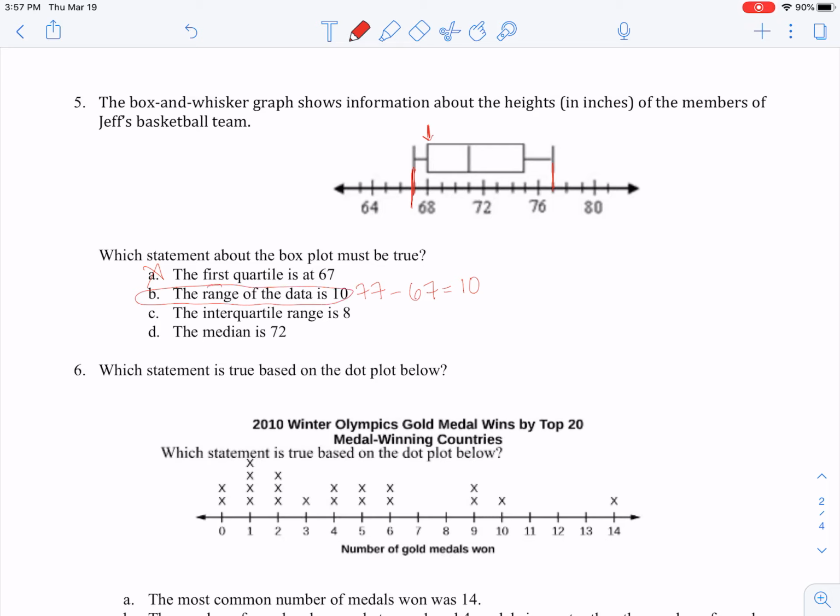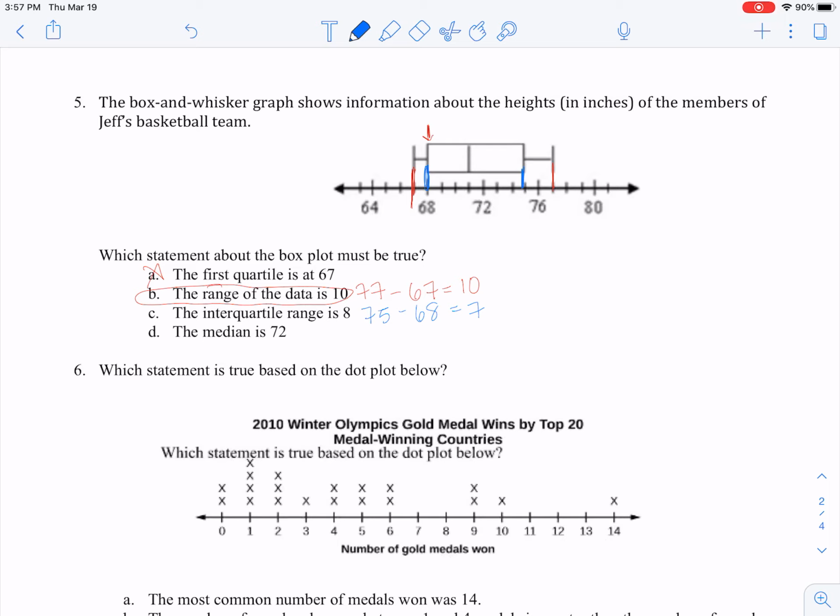Letter C says the interquartile range is 8. So I'm going to look at the box to get the interquartile range, and the largest number in the box would be 75. And then I know that the smallest number inside the box is 68. If you subtract those two together, it would be 7. So it is not 8. So C is definitely not true.